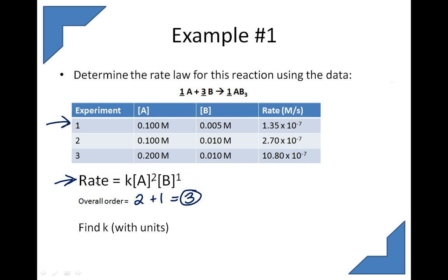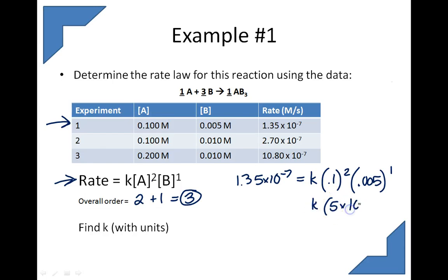So if we plug in values from experiment 1, we will see that the rate is 1.35 times 10 to the negative 7th. That equals K, which we don't know, times 0.1 to the second, times B, which is 0.005 to the first. And then you just multiply that out, and you get that the product of these two numbers on the right is 5 times 10 to the negative 5th. That equals 1.35 times 10 to the negative 7th. Then to get K by itself, divide both sides by 5 times 10 to the negative 5th.